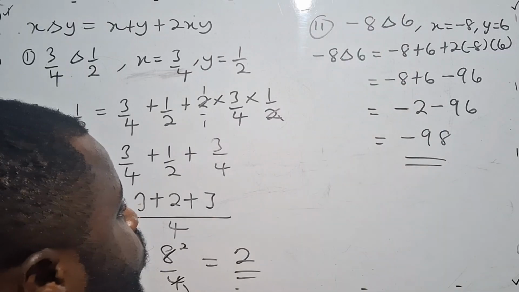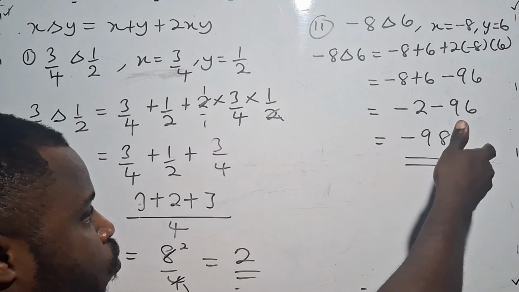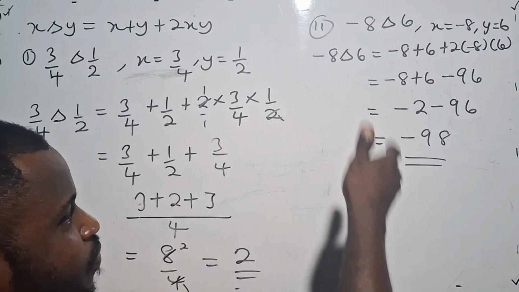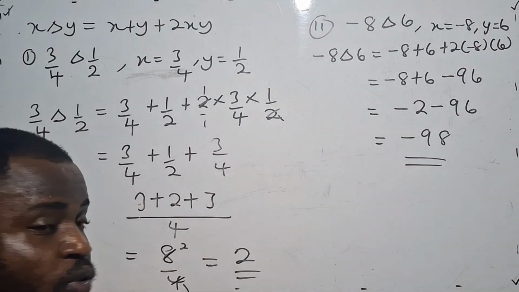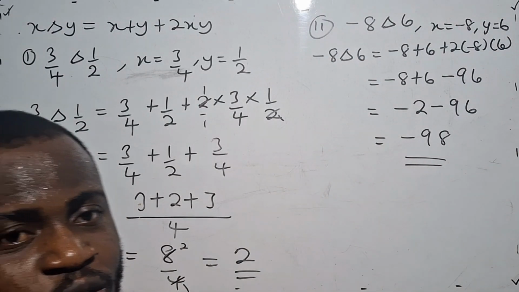So the operation with the new rule has given us negative 98 and the first one gave us 2. That's easily solved on this channel.